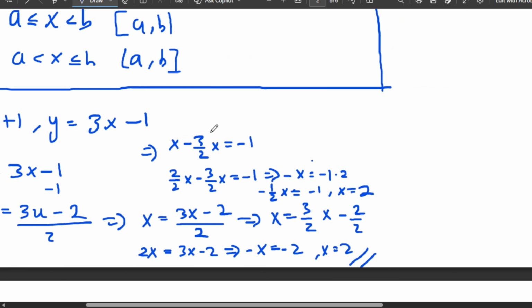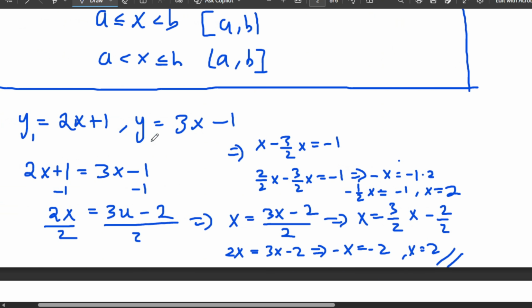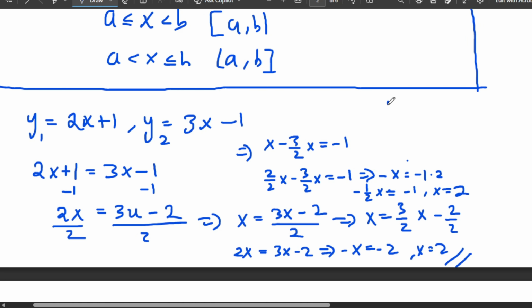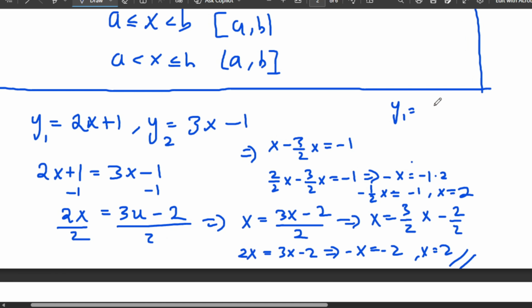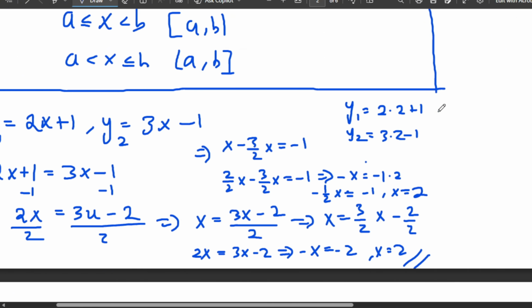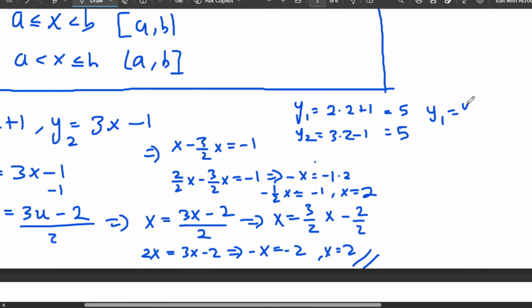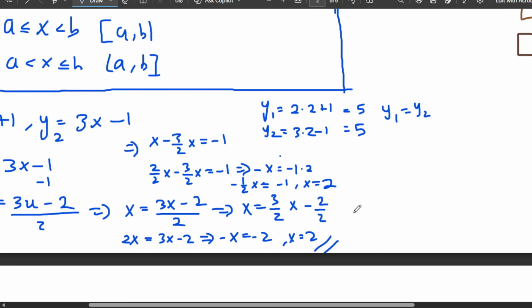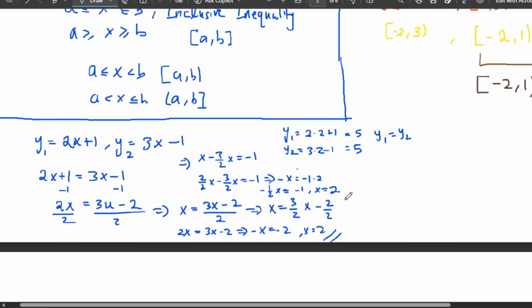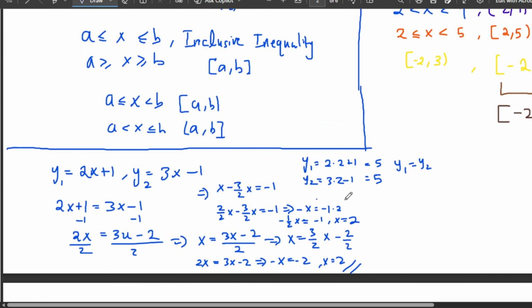So let's prove it. If we call this y1 and we call this y2, y1 would be 2 times 2 plus 1, right? Then y2 would be what? 3 times 2 minus 1. That would be 5, and also 6 minus 1, which is 5. So y1 equals y2 when x equals 2. That's basically it for a linear equation.